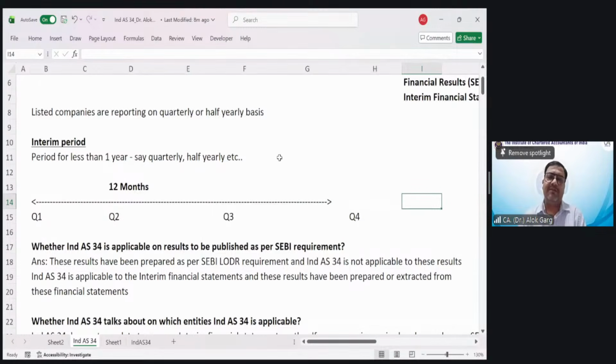But tell me, in the listed company, how is the accounting happening, how is the reporting happening? If you have to prepare the financial statement, whether this financial statement has to be prepared as per SEBI regulation or as per Ind AS. As per Ind AS, Indian Accounting Standards are applicable for the preparation and presentation of the financial statement.